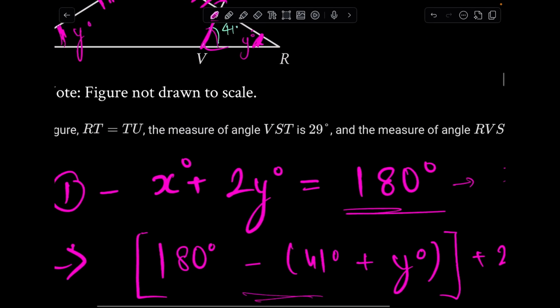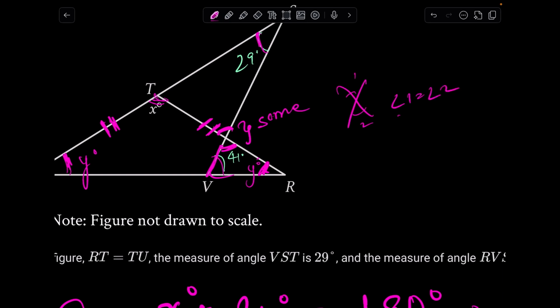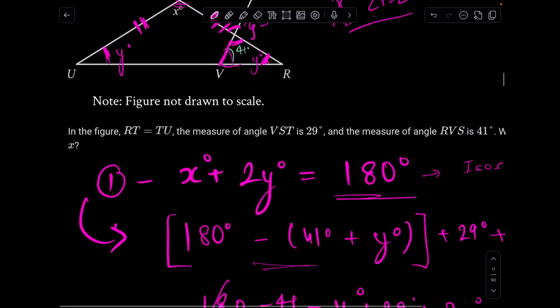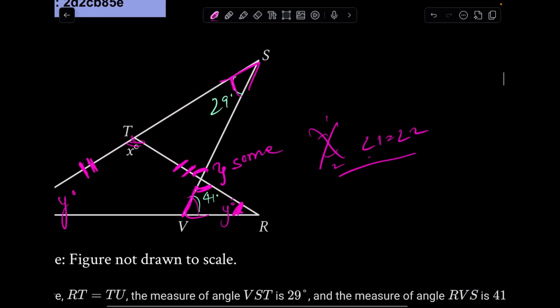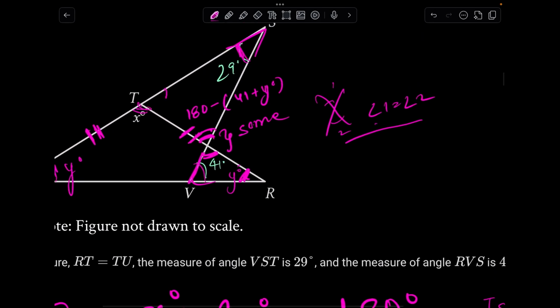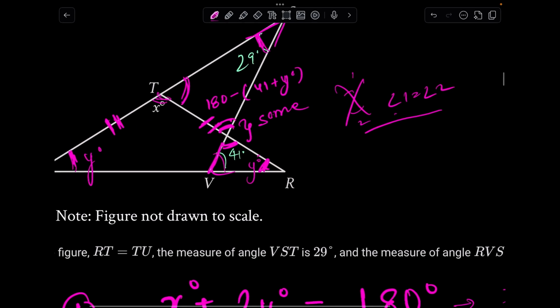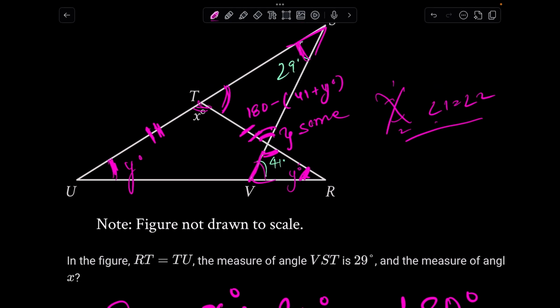Which angle is this referring to? This is referring to this angle right here. Technically, it refers to this, but these two angles are going to be the same due to the opposite angle theorem. Angle 1 is equal to angle 2. So we are going to add this with 29 degrees plus 2y. This right here is 29. So this angle is going to be 180 minus 41 plus y degrees. This angle is 29, and this angle is going to be the sum of angle TUR and angle TRU, which is 2y.